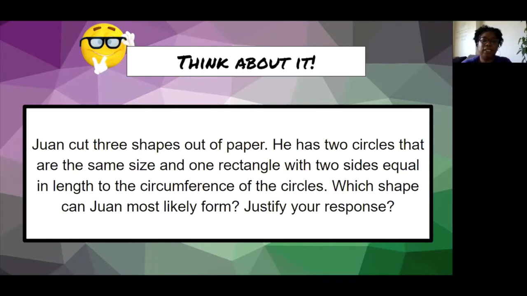Juan cut 3 shapes out of paper. He has 2 circles that are the same size and 1 rectangle with 2 sides equal in length to the circumference of the circles. Which shape can Juan most likely form? Justify your response. You may need a little more time for this one, so feel free to press pause, and when you're ready, press play so we can discuss the answer.